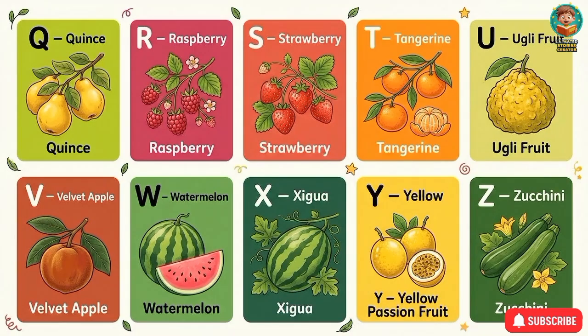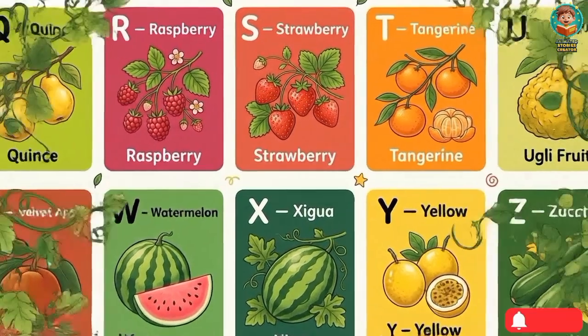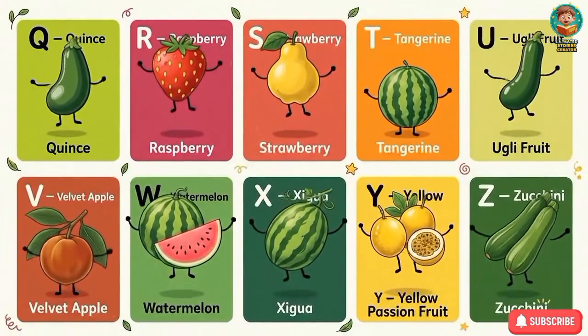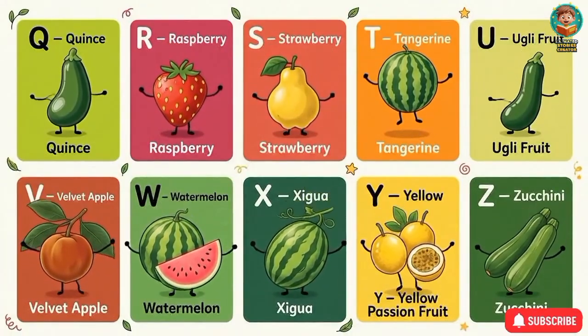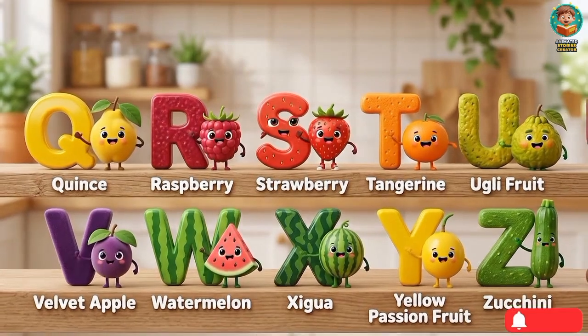P is for papaya. Papaya. Q is for quince. Quince. R is for raspberry. Raspberry. S is for strawberry. Strawberry. T is for tangerine. Tangerine.